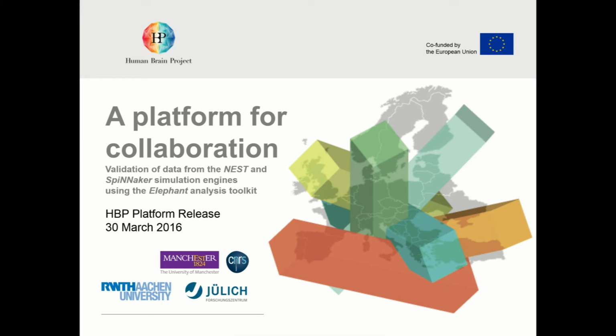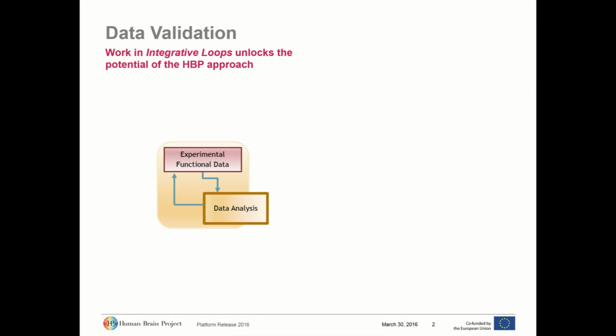The high-performance analytics and computing platform plays a central part in the HBP design that enables scientists to jointly perform their research using computational tools emanating from the various sub-projects and beyond. One particular situation where the collaborative approach of the HBP unlocks its full potential is the aim of comparing and validating datasets from multiple sources, so-called integrative loops.